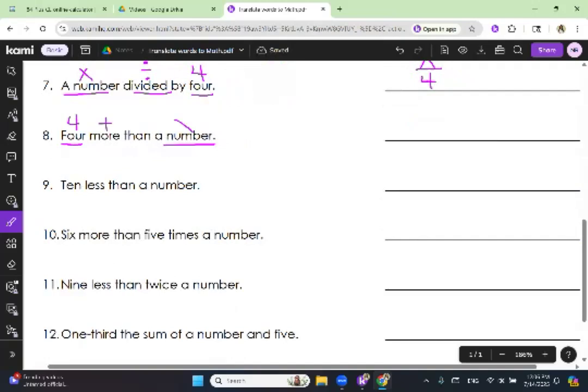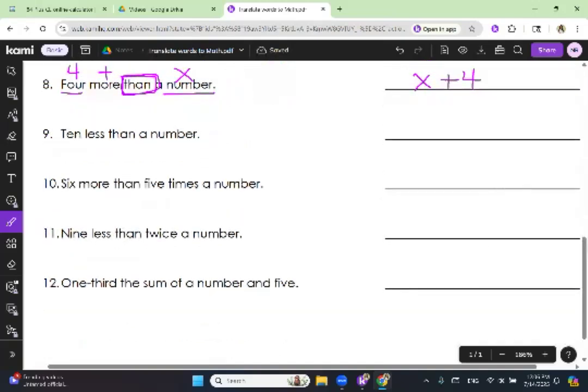Okay, 4 more than a number. "Than," that's my turnaround phrase, which means we flip it around. 10 less than a number. The number, 10 less, but we also have that turnaround phrase. I didn't draw my arrows with this one. So instead of writing it as 10 minus x, it's x minus 10, which puts the negative on the 10, not the x. So that's why it's important for you to recognize those turnaround phrases.